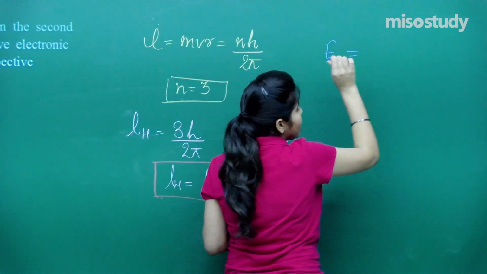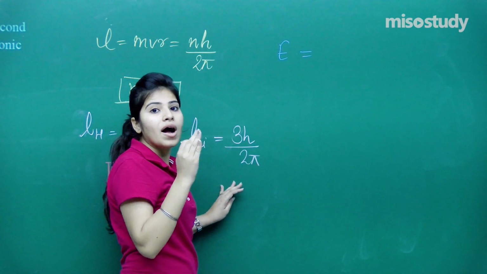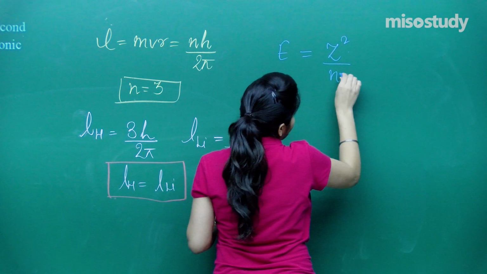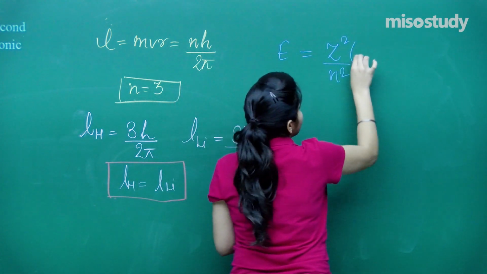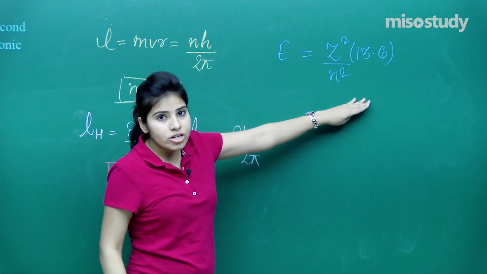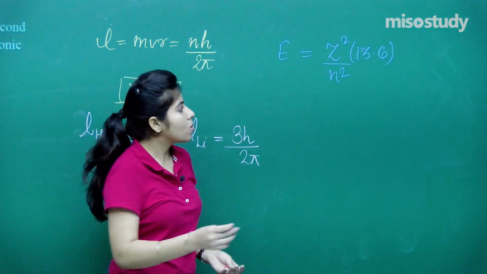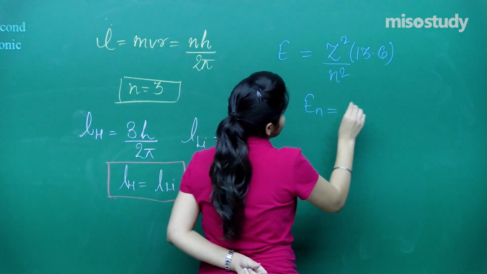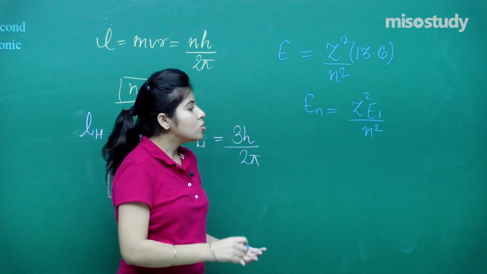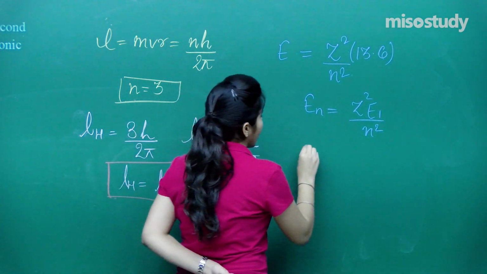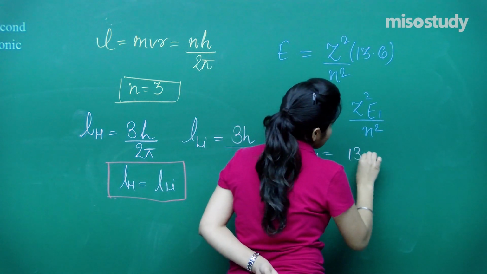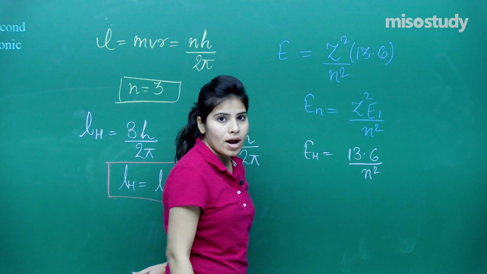We know that the energy of hydrogen-like atoms will be equal to Z square by N square, or you can write 13.6 as well. This is the formula for the energy of any hydrogen-like atom, or you can write it as En equals Z square E1 by N square, right? So for the hydrogen case, Z is 1, so that will be 13.6 upon N square, right?